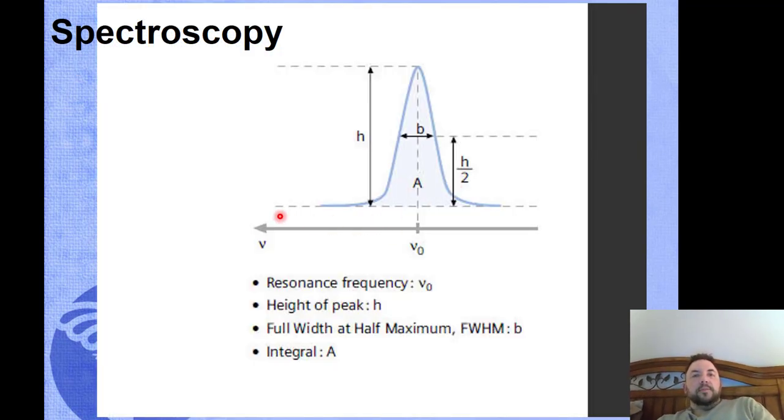This is one of the most awesome slides. This is basically telling you the resonance frequency is the point along the scale where the chemical is found. The height of the peak corresponds to the amount of the substance detected. Full width half max is here. And then your integral.